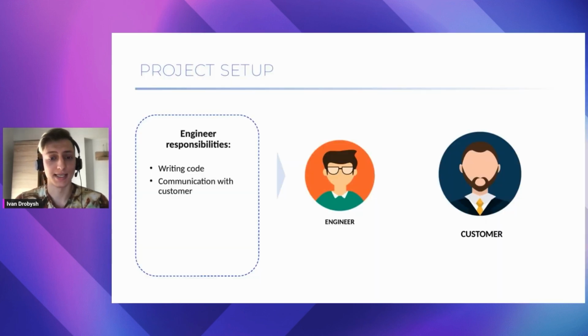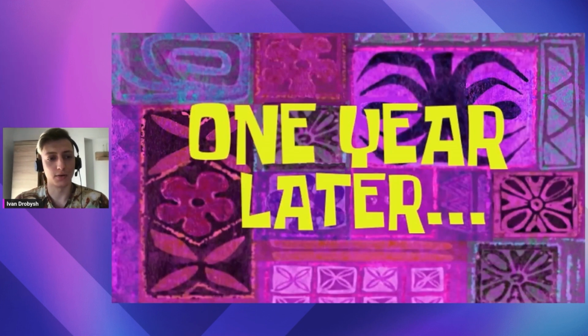Here is the setup of the project that we currently have. You can see that we have an engineer and we have a customer. That's a very simple project, which is why we don't need any more people. Let's take a look at the engineer's responsibilities. First of all, of course, writing code, and second, communication with the customer. Nothing else is expected from the engineer. Let's take a look at what will happen with the project in 1 year.